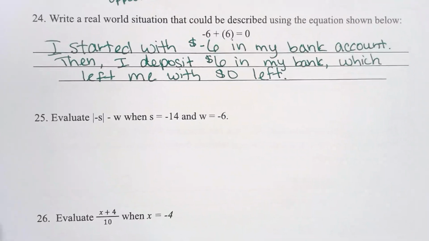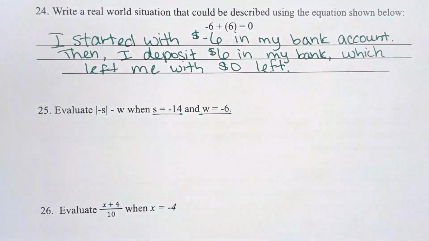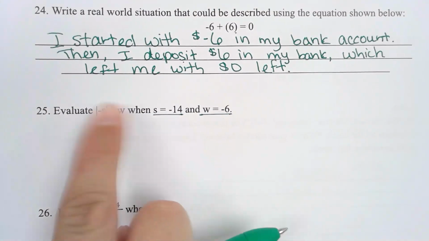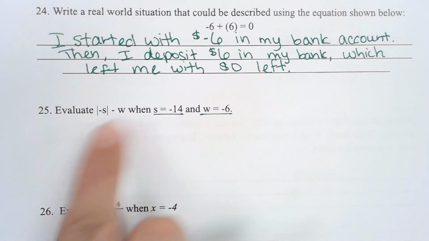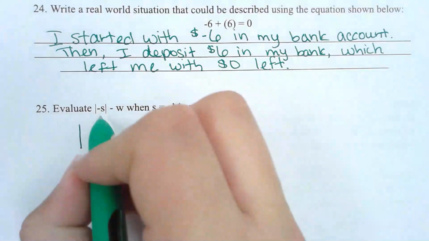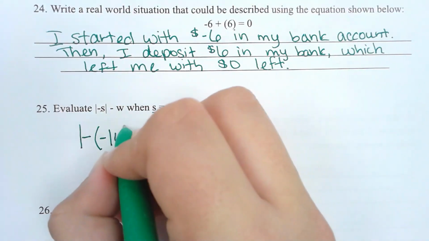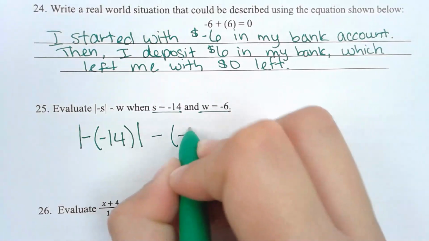All right. Next, it says evaluate the absolute value of negative s minus w when s is negative 14 and w is negative 6. So remember, when you have these type of problems, all that you're going to do is plug those numbers into where they belong. So in this case, they told us s was negative 14. So this would be the absolute value of negative times negative 14. And then minus w, which was a negative 6.